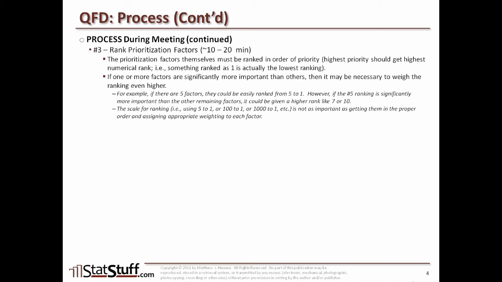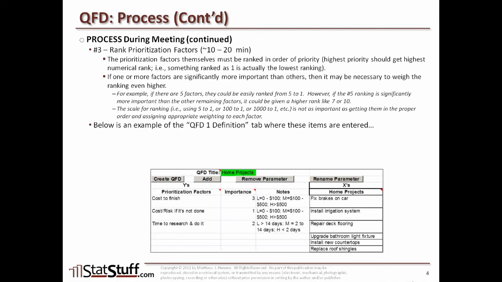So let me give you an example of how you'd build these. In the tool template that I have available on the website for this QFD, there's a QFD1 definition tab, and that represents these items as an example of what it might look like. We've got 3 prioritization factors listed here as Y's off to the left-hand side where it says prioritization factors. The items are the cost to finish, the cost or risk if it's not done, and the time to research and do it. This is as if you're doing a QFD exercise for home projects.